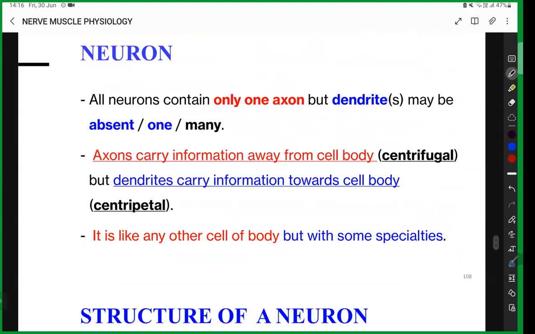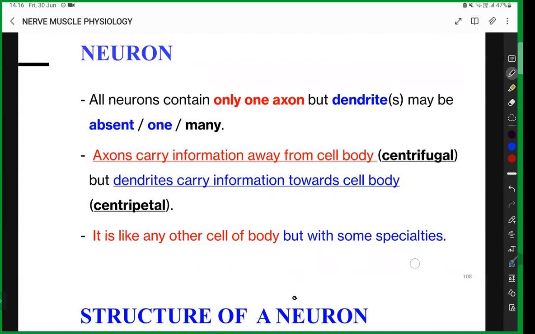Now, moving further, you have to understand the neuron. All neurons contain one axon, but many dendrites will be present. Axons carry information away from the cell body, but dendrites carry it towards the cell body. That means it is going in this direction. This is your cell body, you're going to have dendrites, and it's going to have an axon.